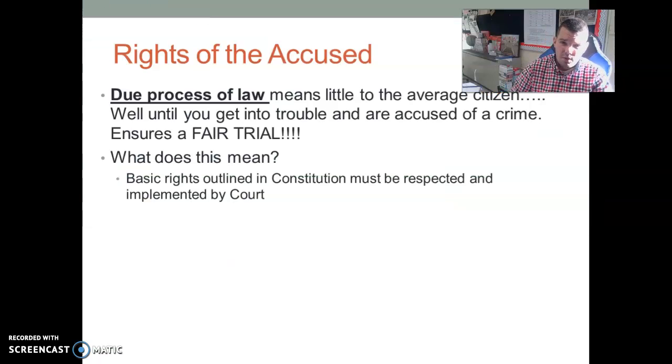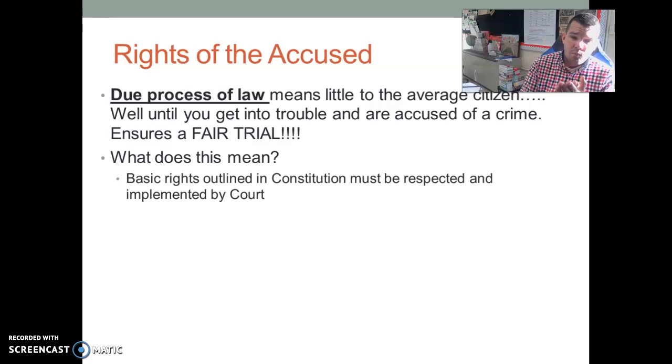So, rights of the accused. I want to spend some time talking about this. One of the things that law enforcement and our court systems are required to protect is our due process of law. So what does due process mean? Now again, for most of us, it means very little, because most Americans really don't get into the court system or get in trouble. But when you are accused of a crime, due process ensures that you receive a fair trial. So what does that mean?